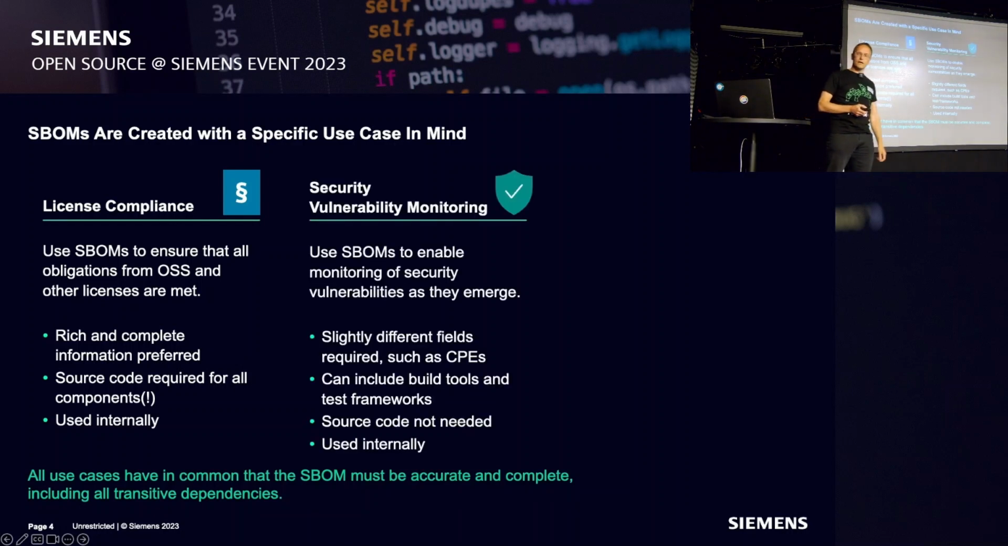The second use case would be security vulnerabilities, similar to the stuff we've seen before. Here we're maybe not that interested in the source code or where it comes from, but we want to know: are there any known vulnerabilities? Can we get a list of CPEs as an SBOM?